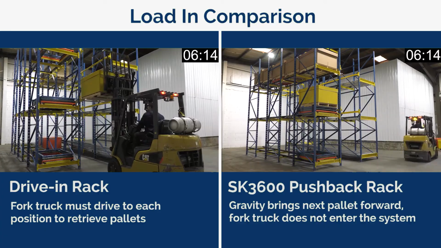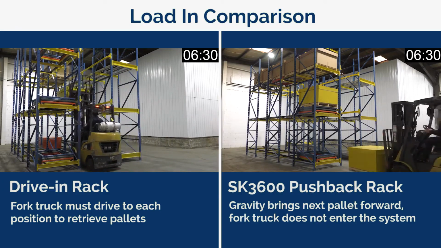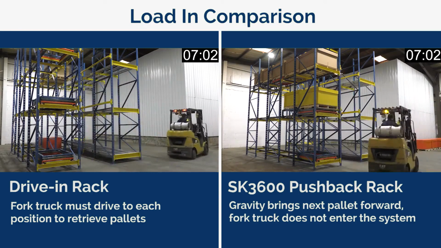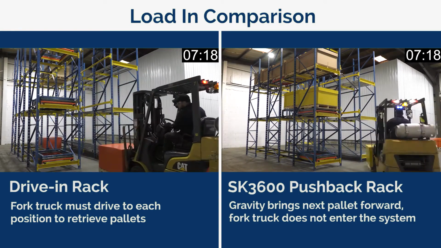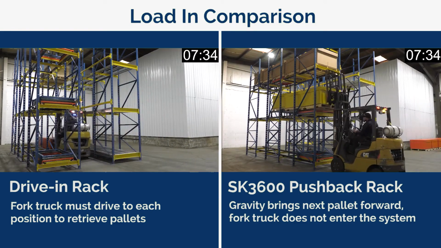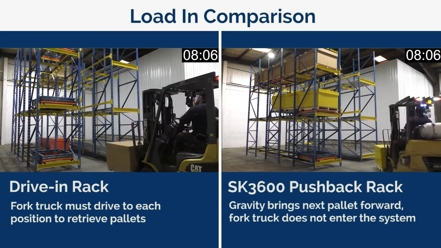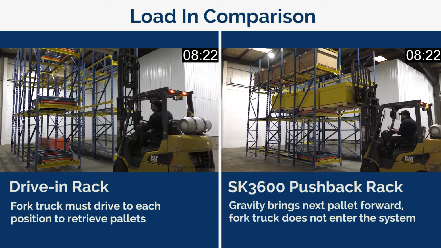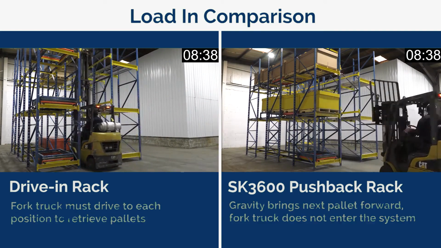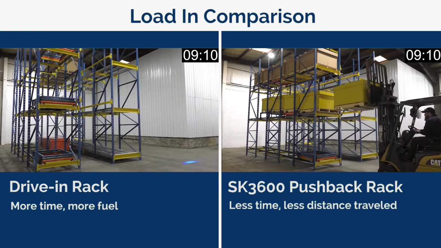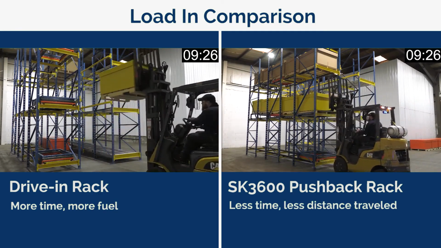There are more opportunities for a fork truck to bump the rack in a drive-in system, which means more opportunities for damage. Drive-in systems require a fork truck to drive to each position, whereas in the pushback system, gravity moves the next pallet forward automatically. Because the forklift only interacts with the pick face of a pushback system, damage risks are lower. Because more driving is involved in a drive-in rack, more fuel is burned, the more time spent traveling.